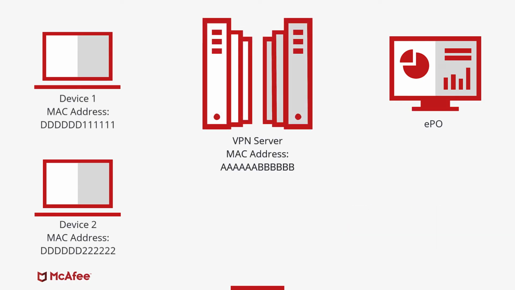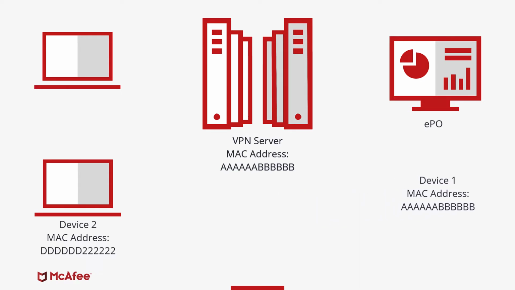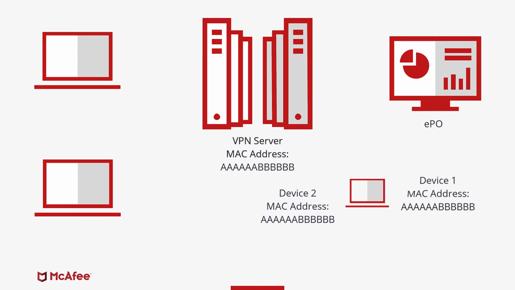Well, the VPN server has its own MAC address, and when a device communicates through VPN, it'll use the VPN server's MAC address instead of the device's MAC address. So, essentially each system connecting through the VPN will look the same as if it's connected for the first time. And this will cause new objects to replace existing objects.